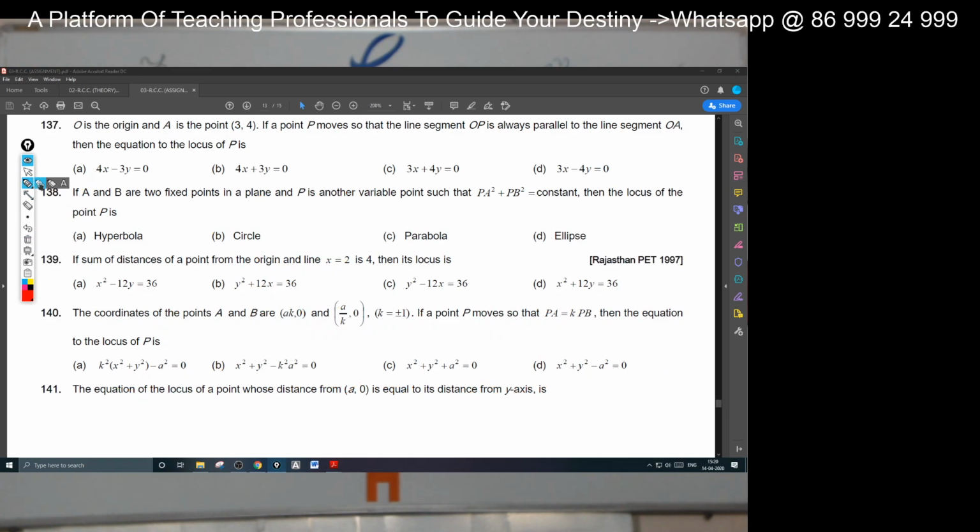Okay. Going to the next question. If the sum of the distances of a point from the origin and the line x equal to 2 is 4, then its locus is. Yes, coefficient of x square is equal to the coefficient of y square. That's good. Now, question number 139, can you try to draw the diagram?